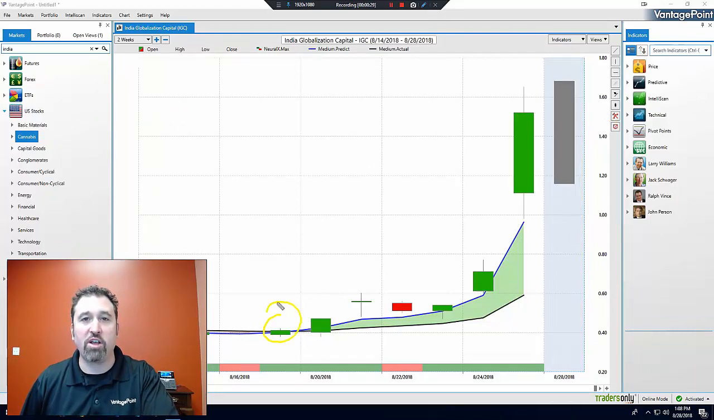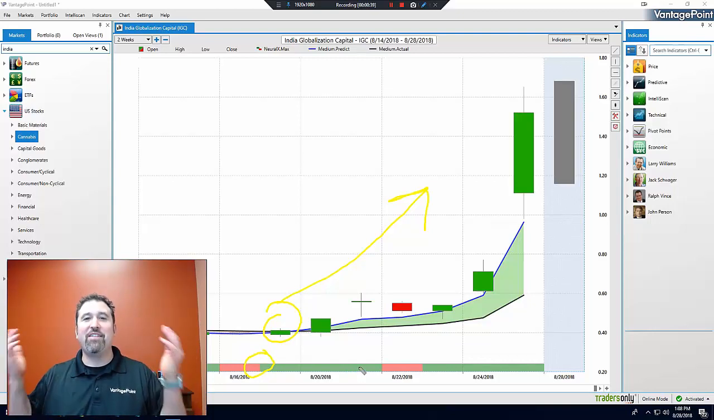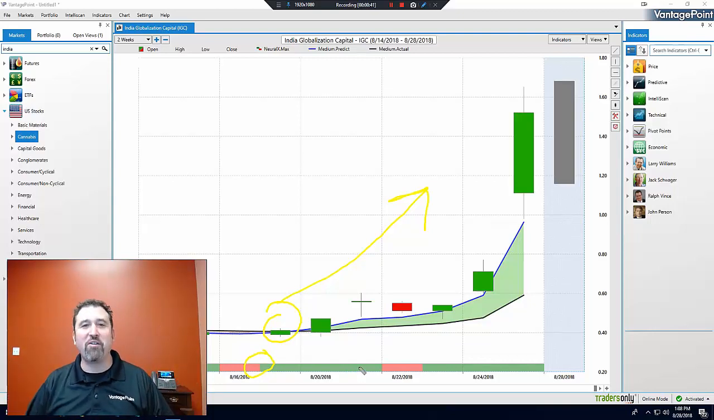Now, VantagePoint gave a really awesome forecast right here. You can see the blue line crossed above the black line, indicating that the trend would go up. Your neural index confirmed. It went from red to green. There's your second doctor's confirmation right there. Clear cut, no questions asked. This stock is going to go up with a very high degree of accuracy. So what do you do? Well, obviously you look to buy.